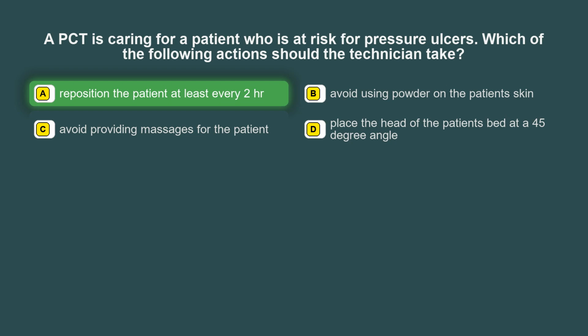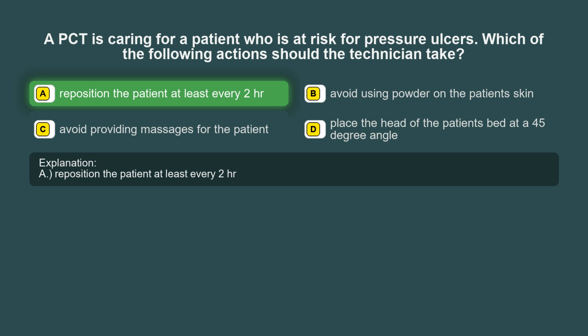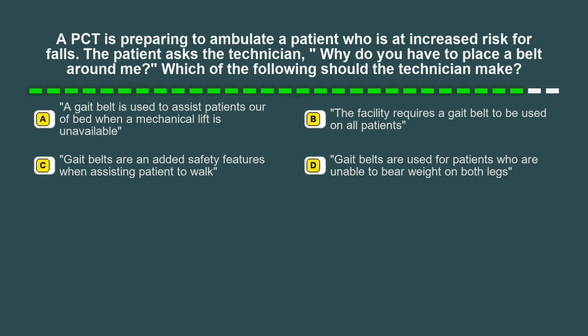The correct answer is option A, reposition the patient at least every 2 hours. Question 63. A PCT is preparing to ambulate a patient who is at increased risk for falls. The patient asks the technician, "Why do you have to place a belt around me?" Which of the following responses should the technician make?